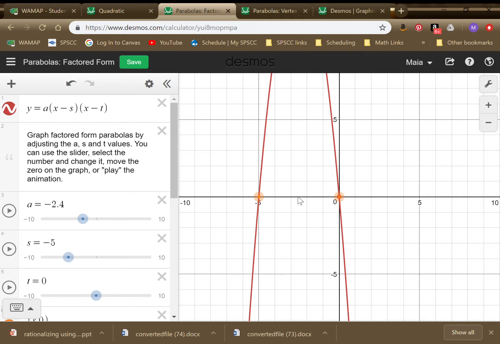So factored form, it's easy to tell whether the graph opens up or down, whether it's skinny or fat, and it's easy to tell where the x-intercepts are.